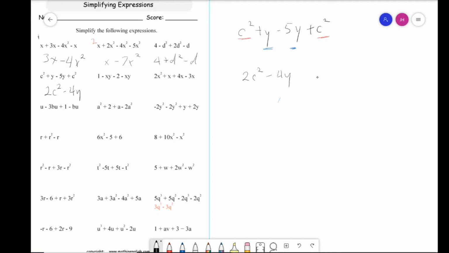Okay, next, 1 minus xy minus 2 minus xy. Again, two different types of like terms in this case as well. I have a minus 1xy and minus 1xy. At the same time, I can combine my constants as well. So let's work on the constants first. 1 minus 2 is negative 1. Negative xy minus xy, that is minus 2xy.